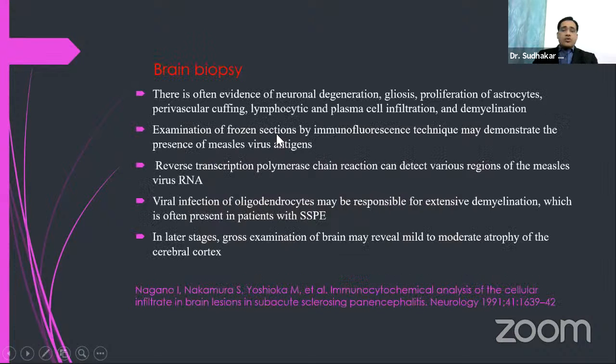Now coming to brain biopsy, there is often evidence of extensive neuronal degeneration. There is white matter as well as gray matter involvement. When we go for frozen section examination by immunofluorescence, we get the measles virus antigen, and RT-PCR of that sample can also detect various regions of the viral RNA. Because this viral infection also infects oligodendrocytes, in SSPE we get an extensive demyelination pattern also. But in advanced stages, gross examination will reveal diffuse, mild to moderate atrophy.